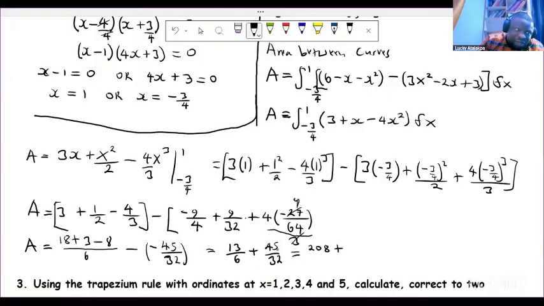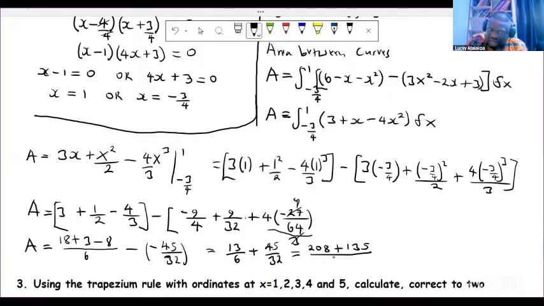6 times 45 will give us 135. Then 6 times 32 is 96. So if you add the numerators together, you get 343 over 96. Then square units. So that is it.